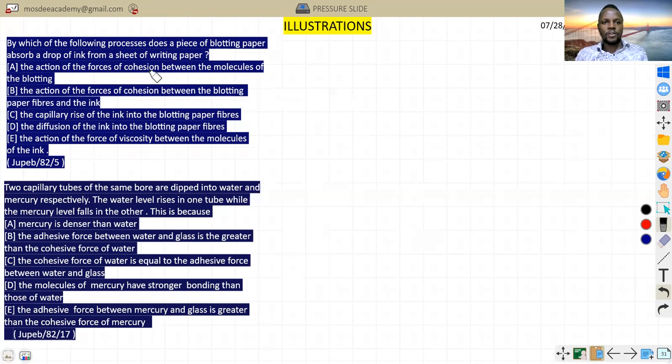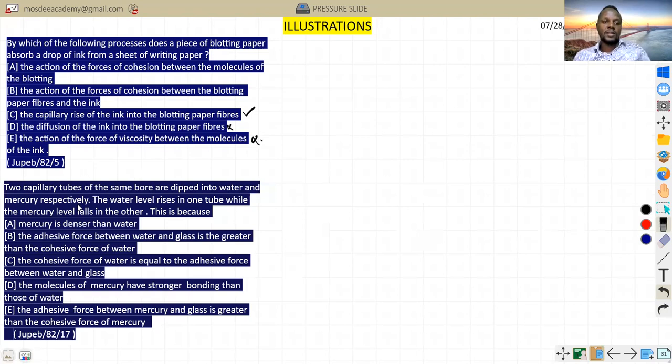Let's read. The action of force of cohesion between the molecules of blotting paper. That is not it, cohesion is not responsible for that alone. The capillary rise of the ink into the blotting fiber is capillary action, valid. Diffusion, it's not diffusion. The action of the force of viscosity, and this is not viscosity. Viscosity is what? Frictional force in liquid.